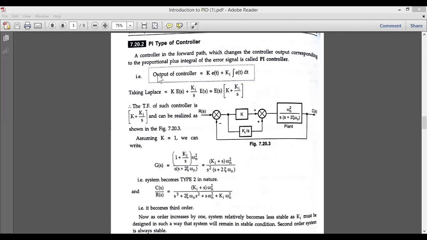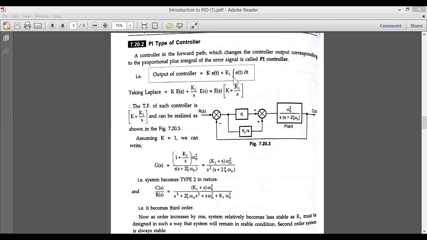Now the formula used to define the PI controller is that the output of the controller, C of S, is given by K, which is a constant, multiplied by E of t plus Ki times the integration of E of t into dt. This is in terms of the time domain.